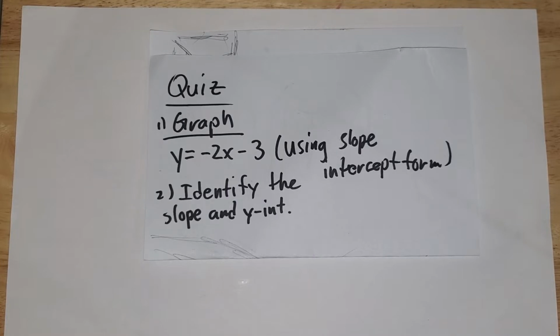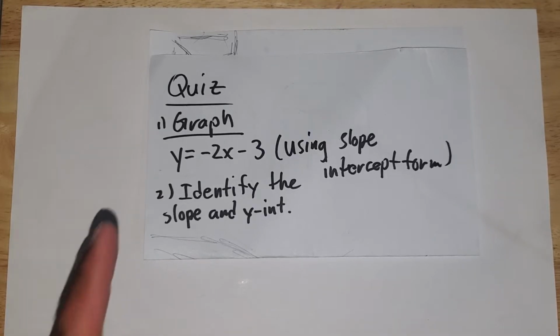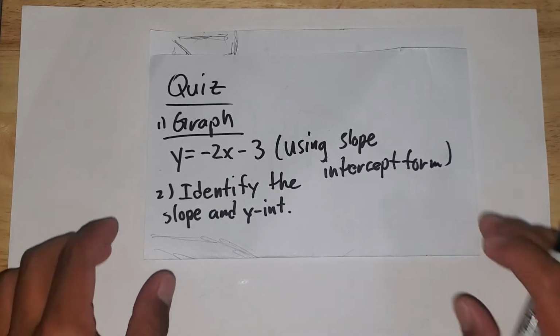So here's your quiz. Graph y equals negative 2x minus 3, but graph it using slope-intercept form. And second question is identify the slope and the y-intercept of this linear equation. So pause it if you want to do it, but here's your quiz. Email it to me as a PDF, and we might take another test soon. Maybe over the weekend or on Monday, but I'll email everybody about that. But now let's continue with 2.5.